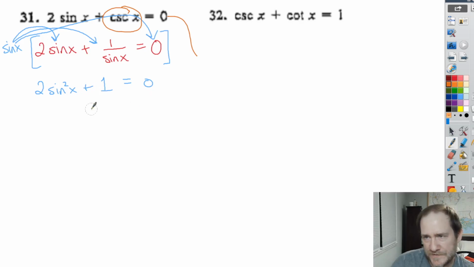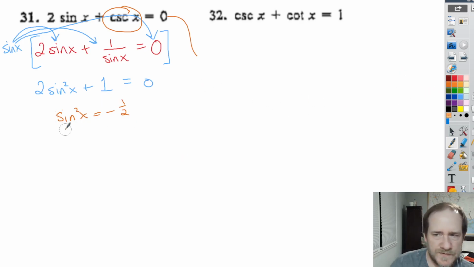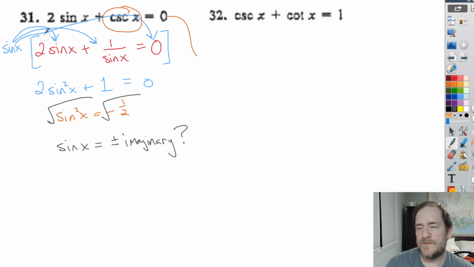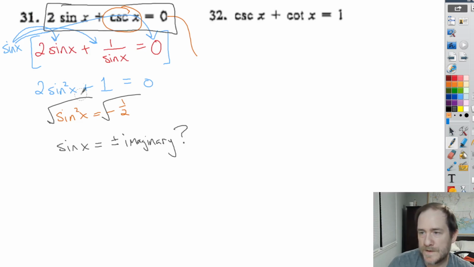You guys are obviously subtracting 1 and dividing by 2 to land on a sine squared x that equals negative a half. Problematic. Because now I would go to take the square root, wouldn't I? And I don't think we've seen this happen before. But if I now take the square root of both sides, then I get sine of x equals plus or minus a thing that's imaginary. Question mark. So it sounds like maybe that doesn't have any solutions either. I'm starting to think that maybe, just maybe, this whole equation just has no solutions.